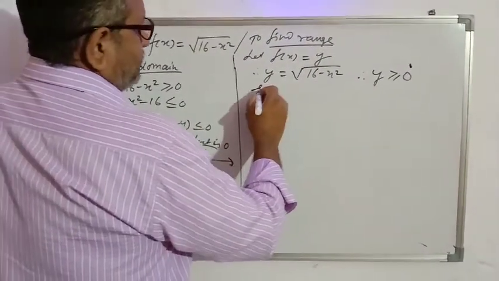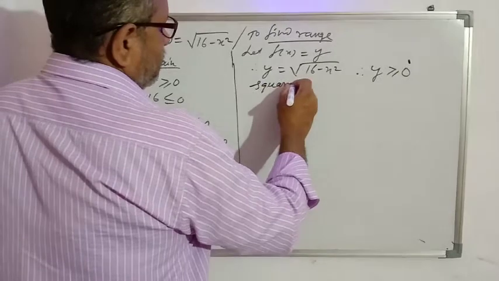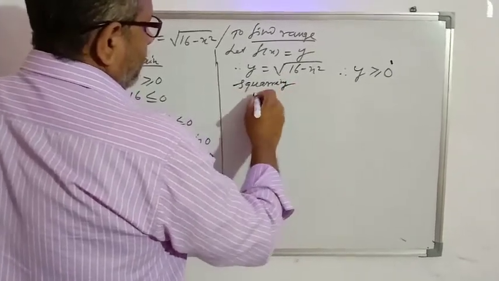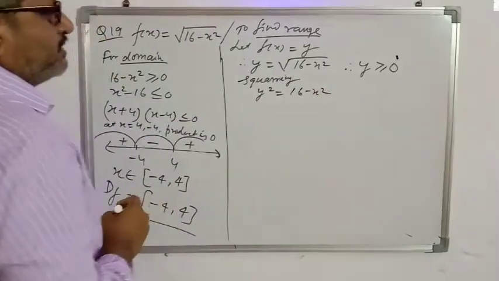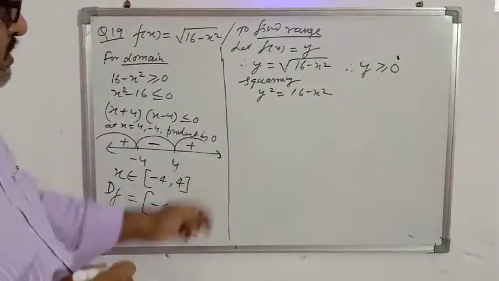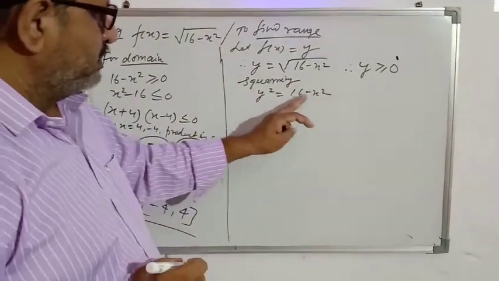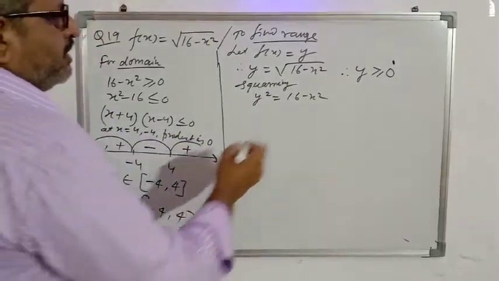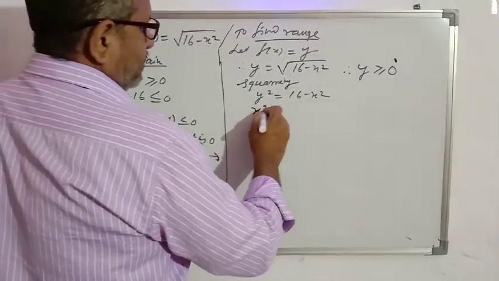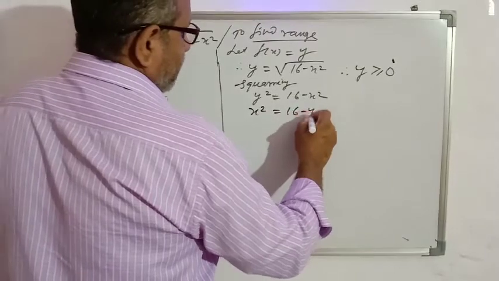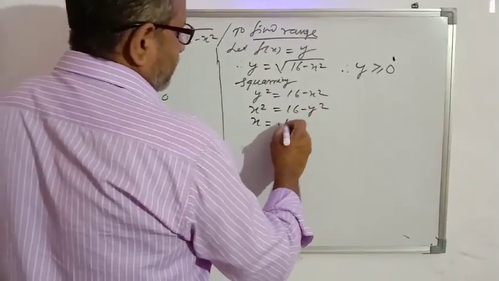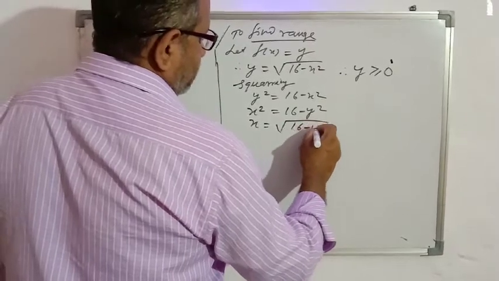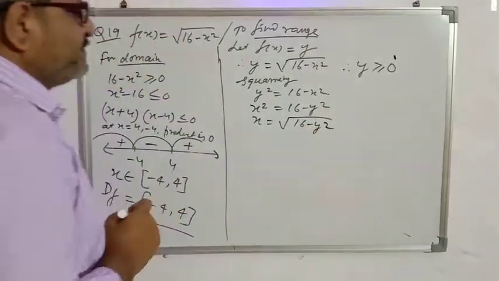Squaring on both sides, we get y squared is equal to 16 minus x squared. Transpose x squared to this side, so it will be x squared equals 16 minus y squared. What will be x? x equals the square root of 16 minus y squared.